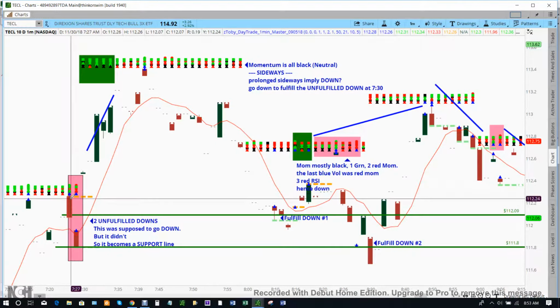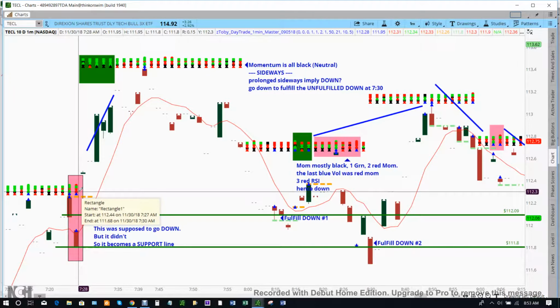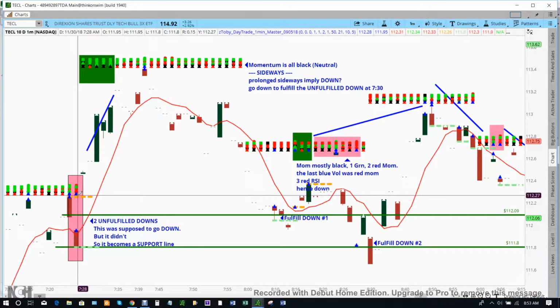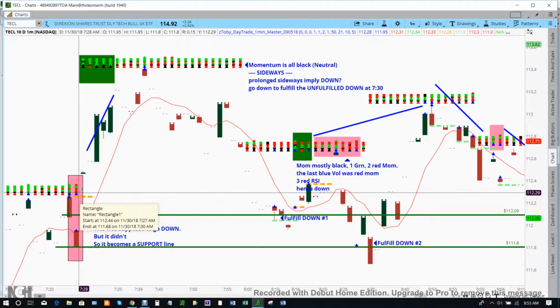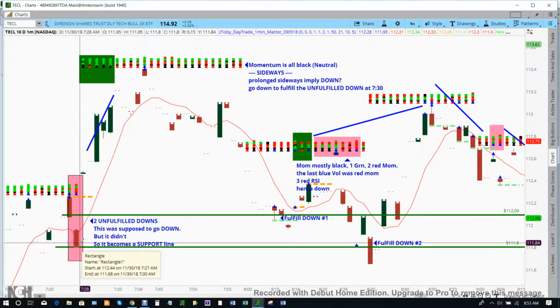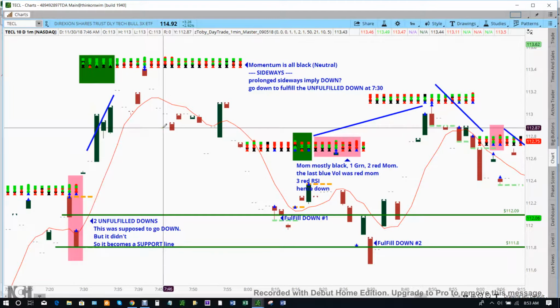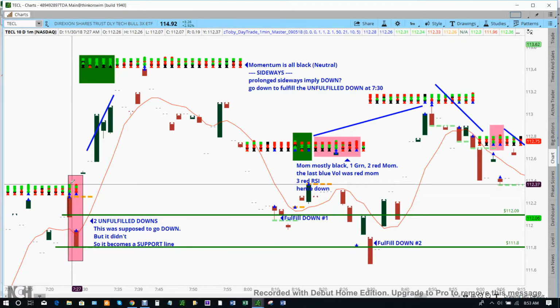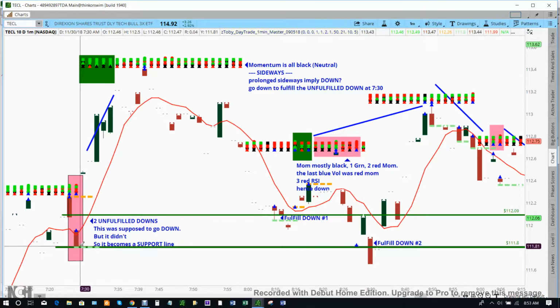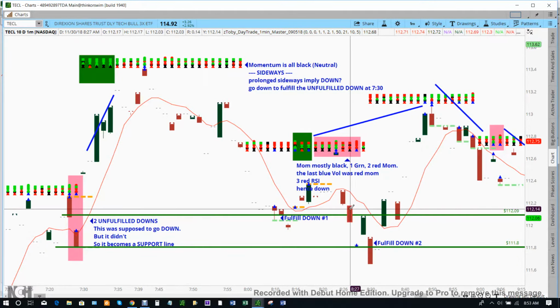Alright, here's the first chance with two blues, and you can see blue. The second blue triangle is red, which says, hey, I think it's going to go down. And what happened is it didn't go down, it went up. So this is what I call two unfulfilled downs. There's this one, which is unfulfilled down, and then there's this one, which is unfulfilled down. So I drew these green support lines.